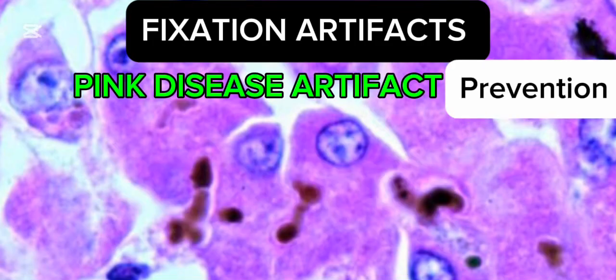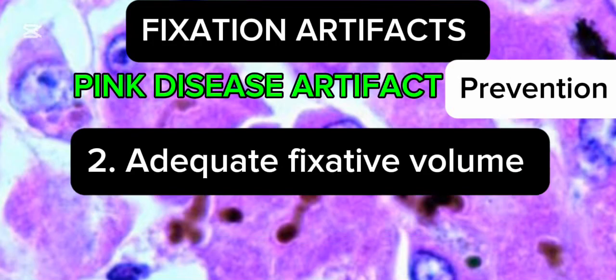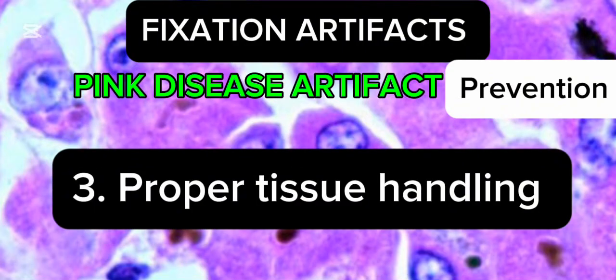Prevention can include prompt fixation, whereby tissues are immersed in the fixative immediately after collection to prevent autolysis. Adequate fixative volume, whereby the volume of the fixative should be at least 10 to 20 times the volume of the tissue. Number 3, proper tissue trimming or cutting. Trim tissues to 3 to 5 millimeters thickness to ensure complete fixative penetration.